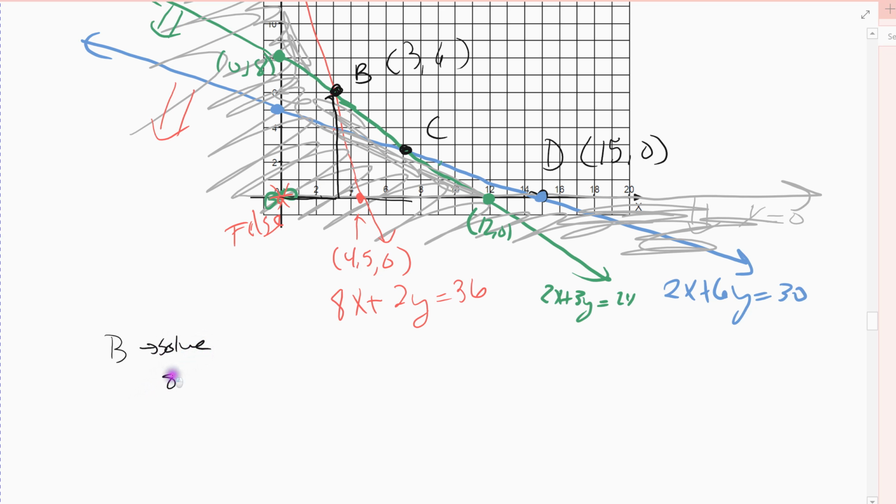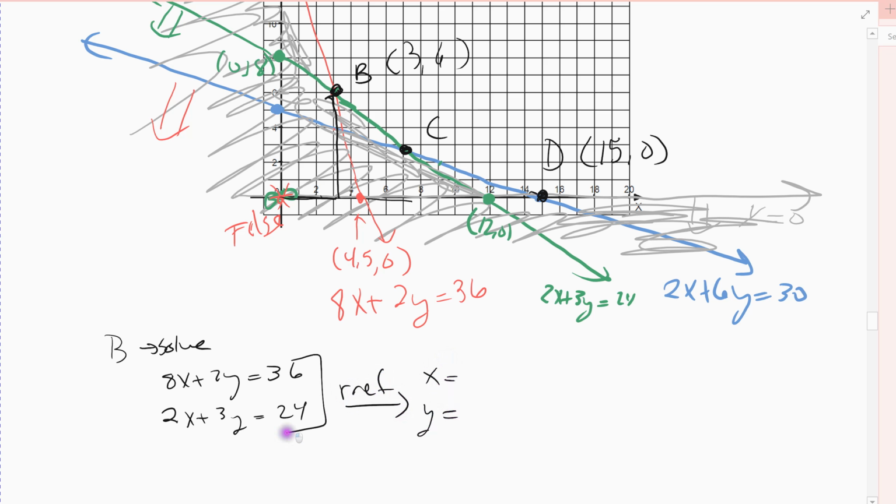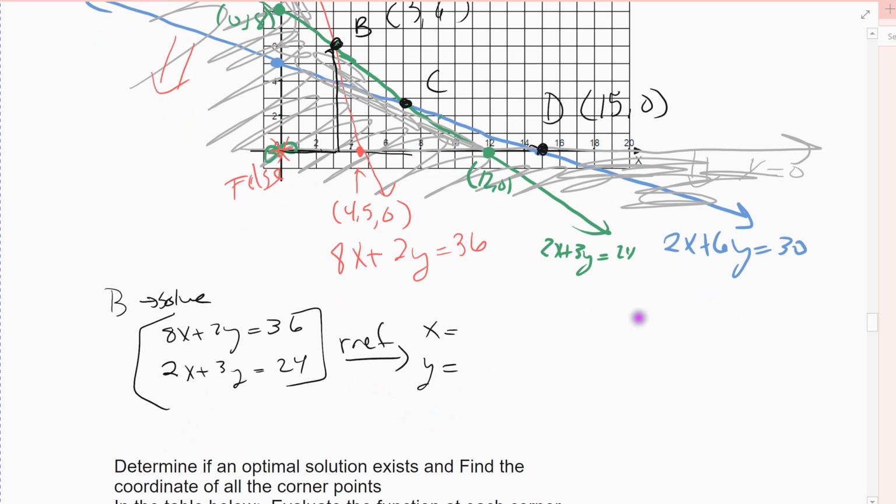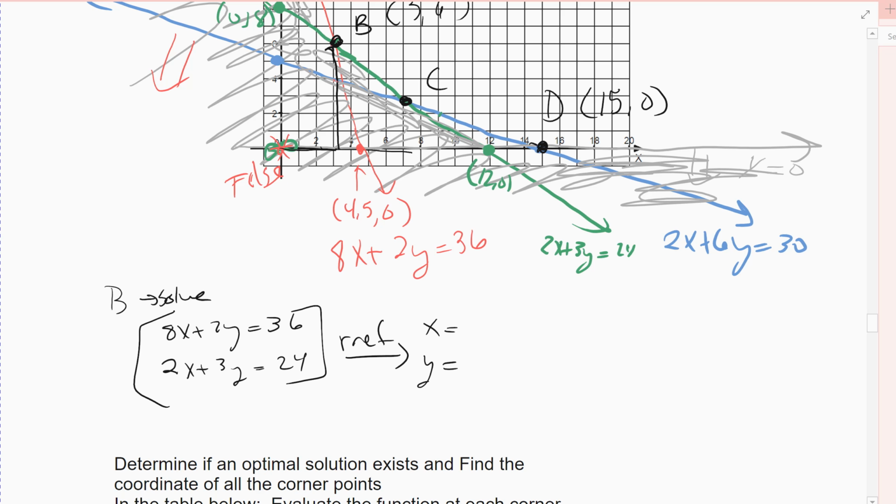My red line was 8x plus 2y equals 36. My green line was 2x plus 3y equals 24. And I'm just going to plug them in a matrix and row reduce instead of trying to guess. So I'm throwing this in a matrix and going to row reduce to find out what my point B was. Give me a second while I type it out. Alright, it did come out 3, 6. So that one actually was at least in the ballpark. So B was the point 3, 6.